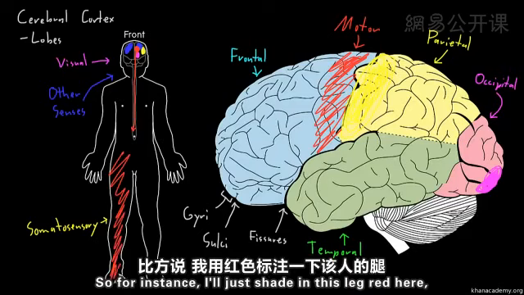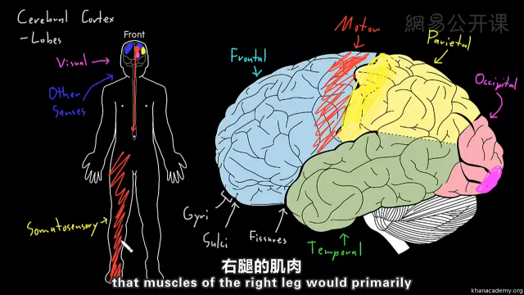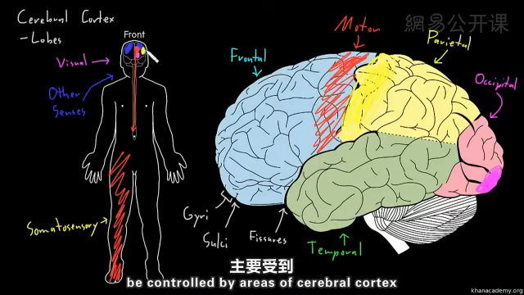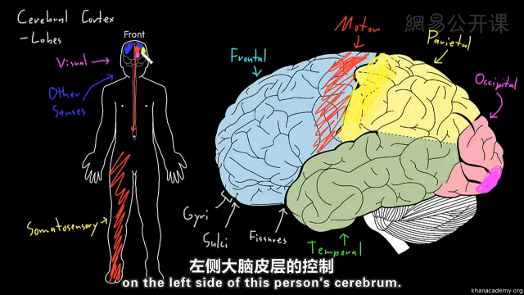So for instance, I'll shade in this leg red here, the muscles of the right leg would primarily be controlled by areas of cerebral cortex on the left side of this person's cerebrum.